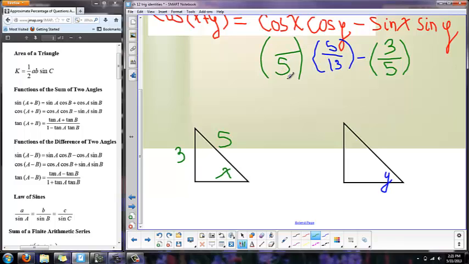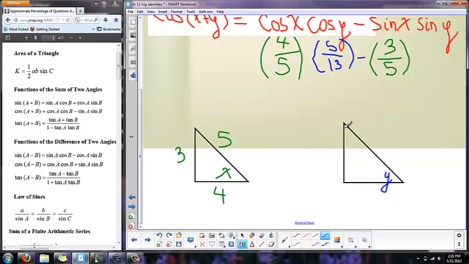Luckily, this is a really easy one because this is one of those triangle identities that we can remember really quickly, 3, 4, 5. I don't even have to use the Pythagorean theorem. 3 squared plus 4 squared gives me 5 squared. So I know that cosine of x is adjacent over hypotenuse, which is 4/5.